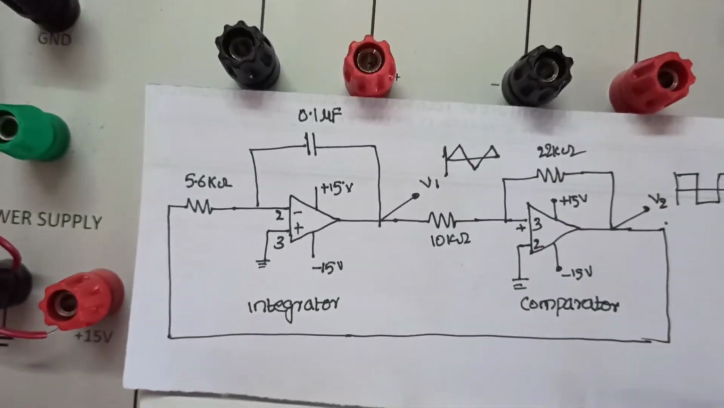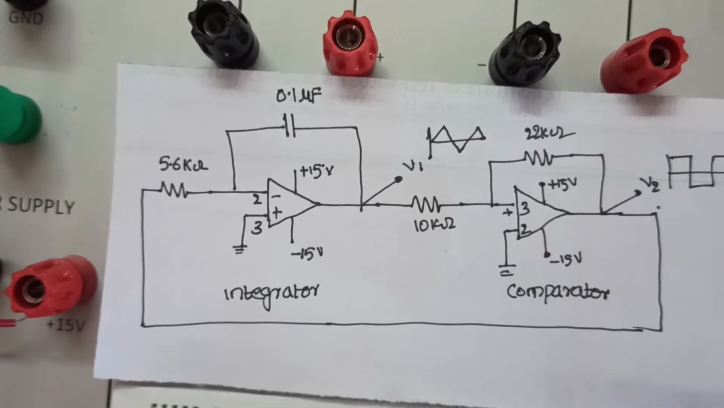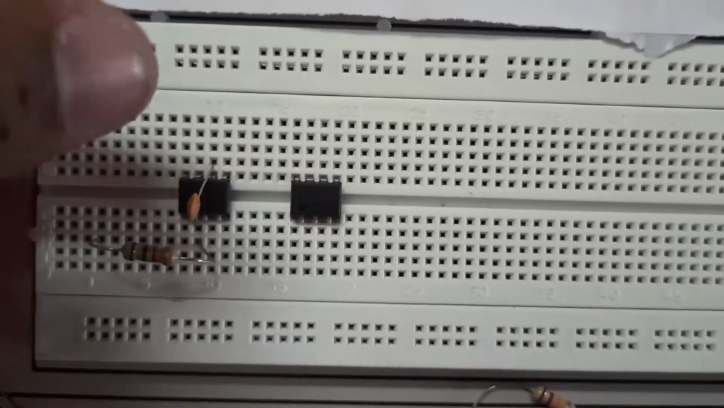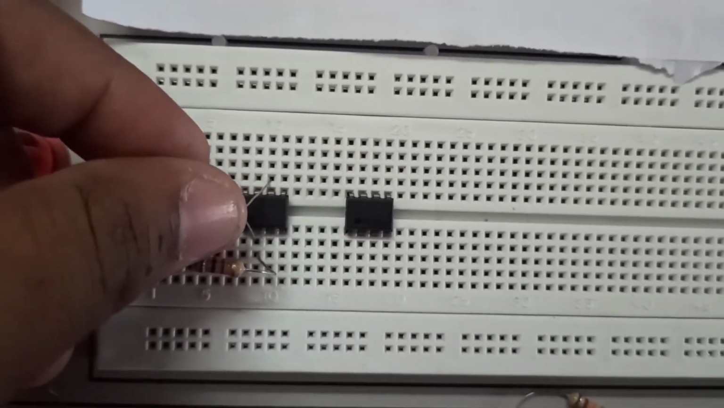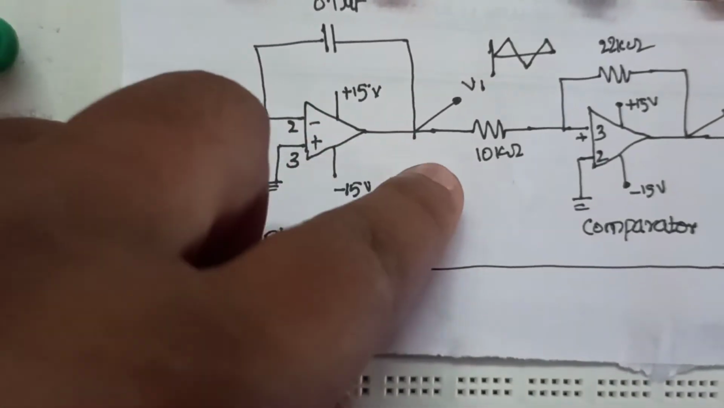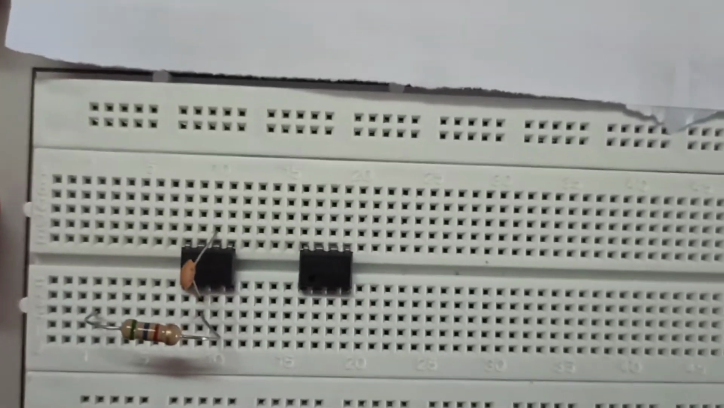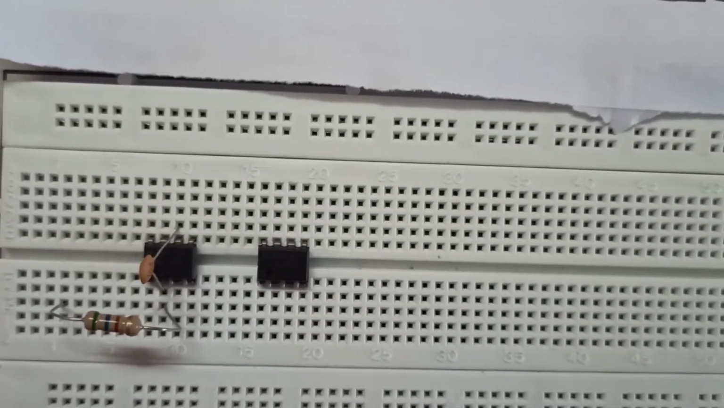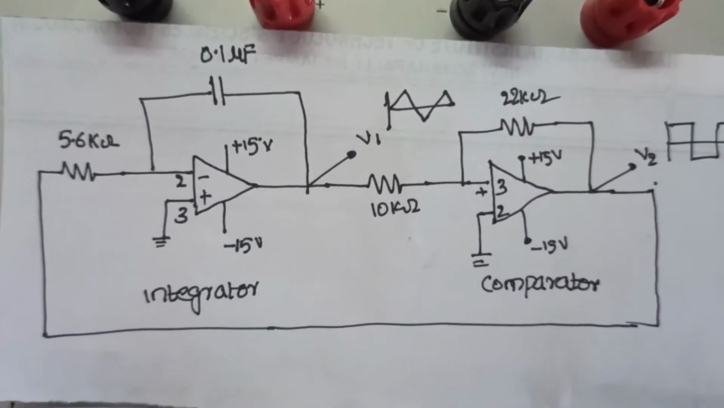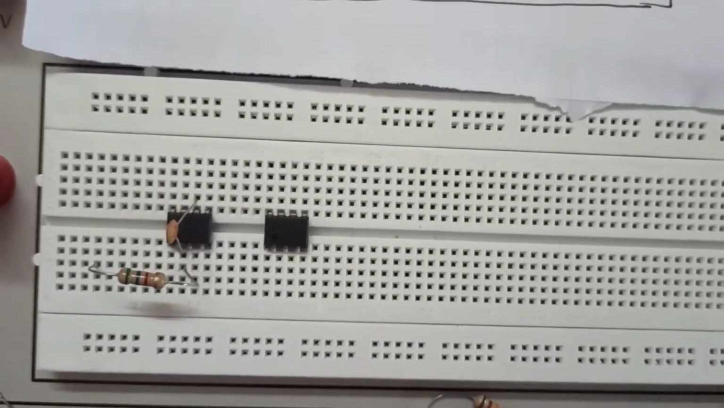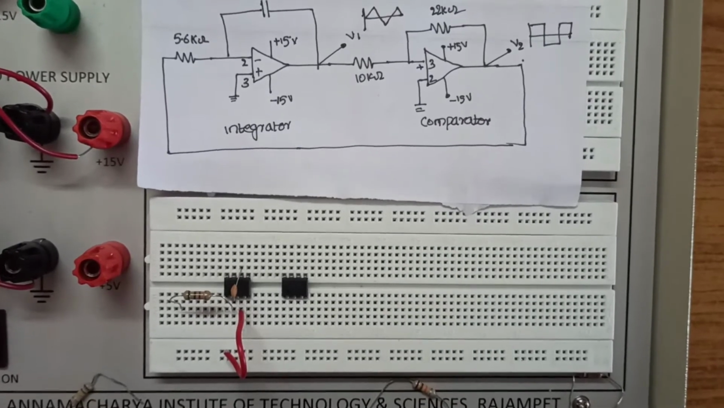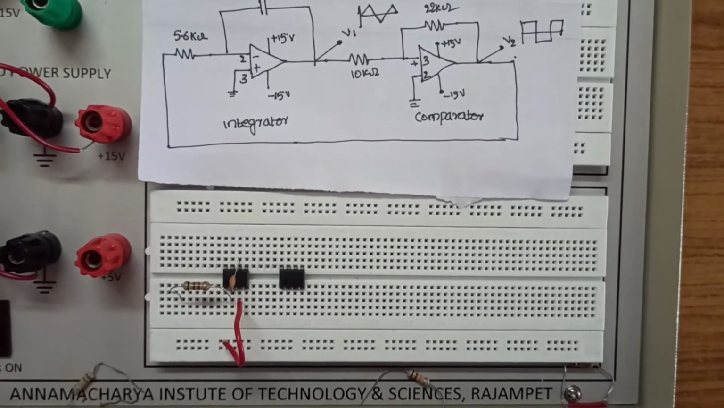Other than that, we have a 0.1 microfarad capacitor, and let's see how it is connected. Now see, this capacitor is connected between pin 2 and pin 6, the output pin, as shown in the circuit. Apart from that, pin 3 of the operational amplifier is grounded. So let us connect that ground also. Now see, pin 3 is grounded in the first stage of the amplifier.